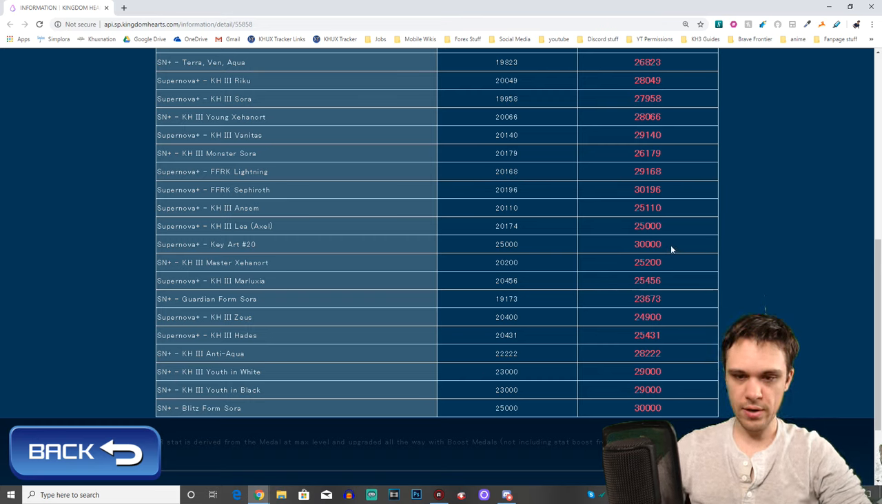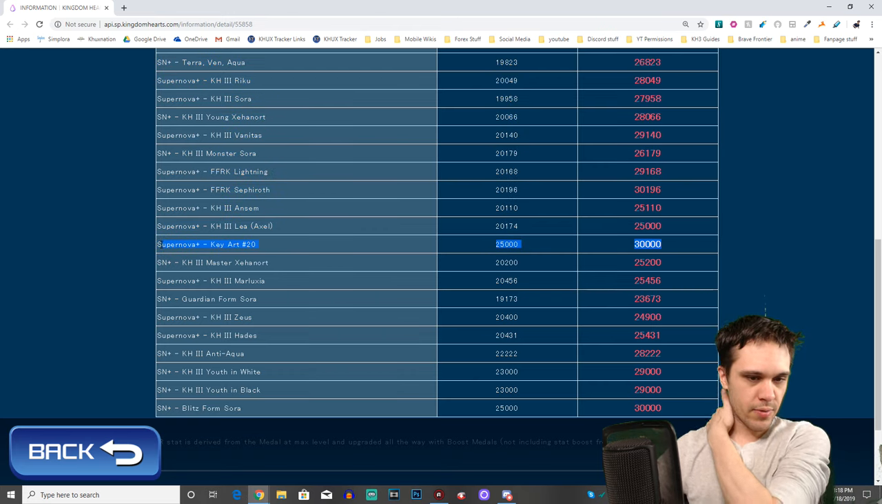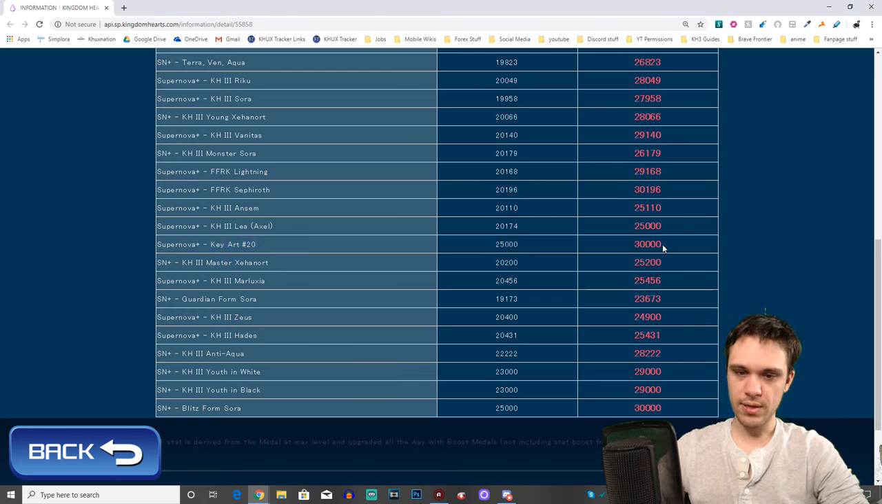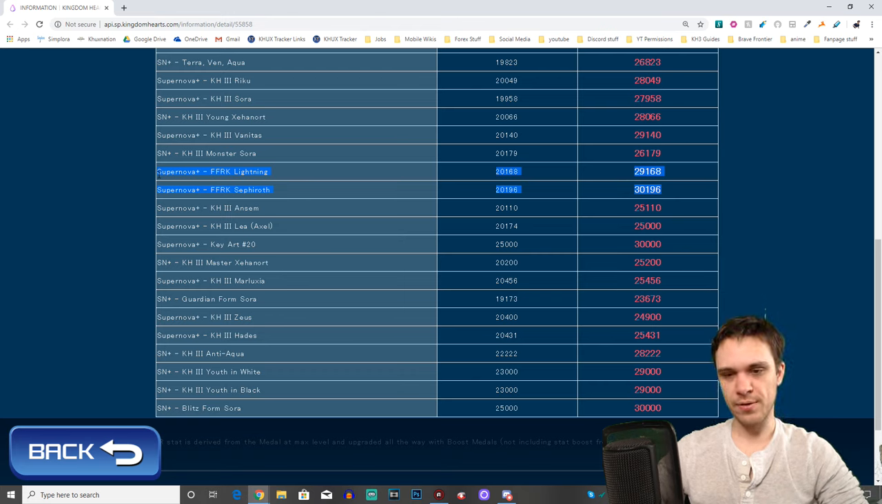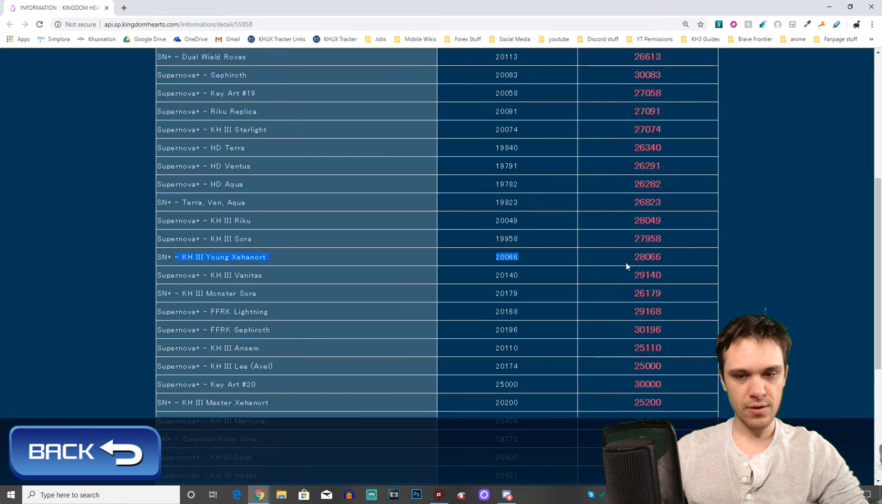Scrolling through, we have Keyart number 20, which also received a really nice upgrade. It received a 5,000 strength increase and has 30,000 strength now. That's another one. The FFRK medals, the Supernova Plus Lightning and Sephiroth FFRK medals, got really nice upgrades too at 29,000 to 30,000 strength, so they're viable as well. Supernova Plus Kingdom Hearts 3 Vanitas is viable. Kingdom Hearts 3 Young Xehanort, or no, that's not it. I mean, he's kind of viable too.